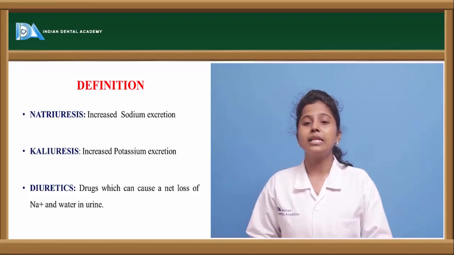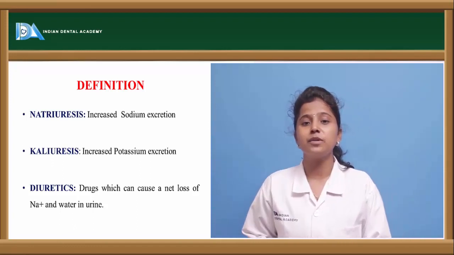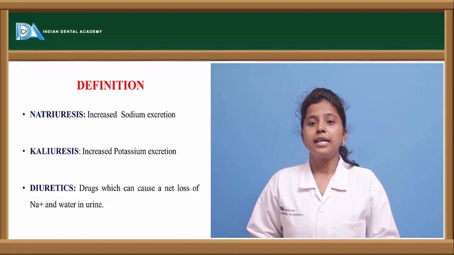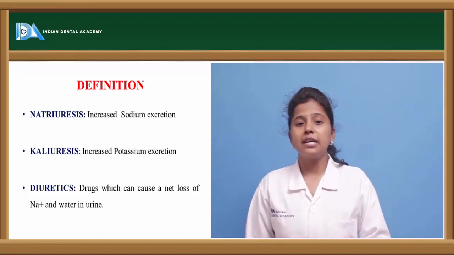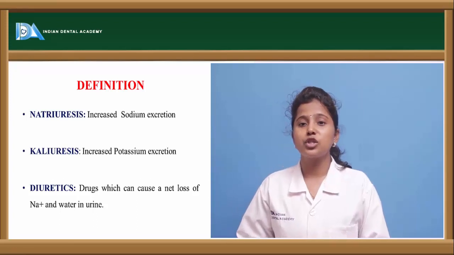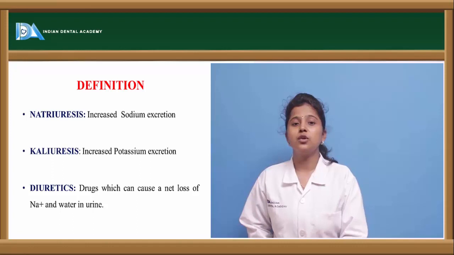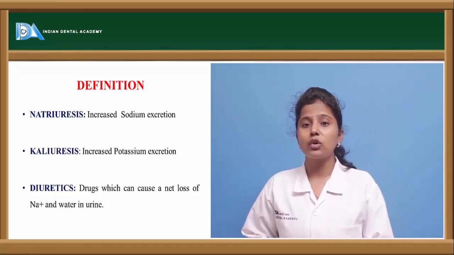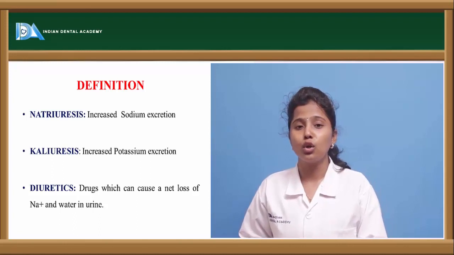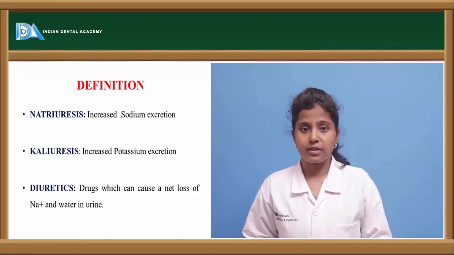Kaliuresis means that when there is increased potassium excretion from the body, that condition is called kaliuresis. And diuretics are the drugs which promote sodium and water loss in urine when there is an excess amount of sodium or water. The drugs which cause this are called diuretics.